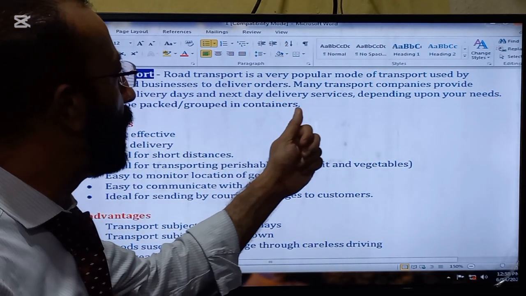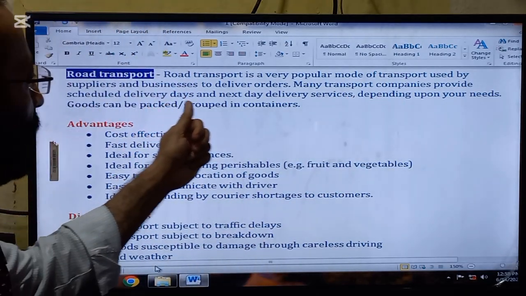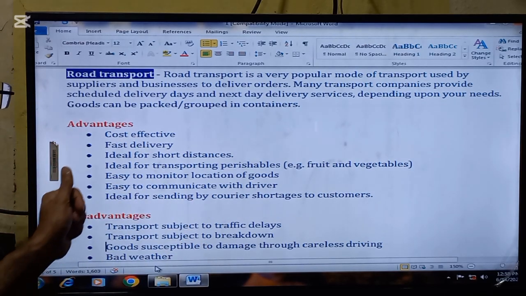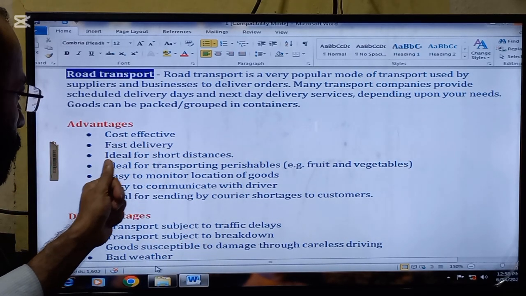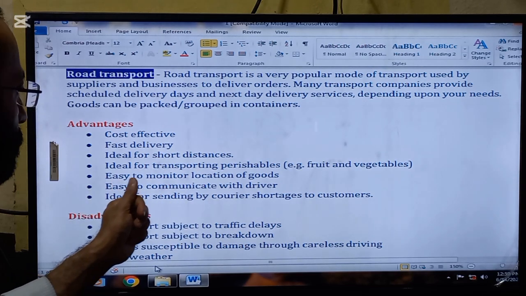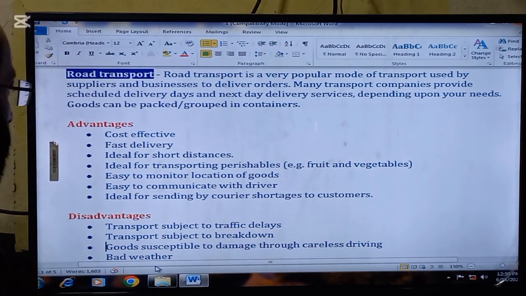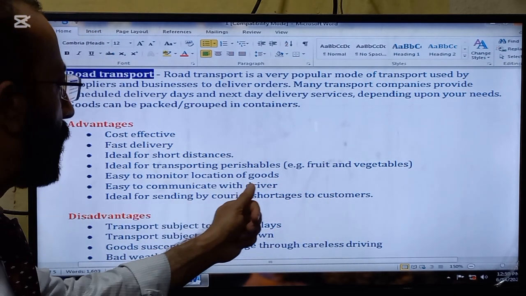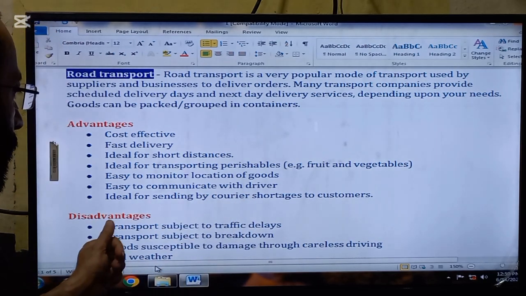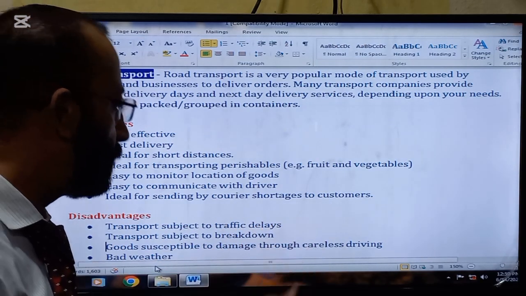Road transport is a very popular mode of transport used by suppliers and businesses to deliver orders. The advantages are cost effective, fast delivery, ideal for short distances, ideal for transporting perishables, for example, fruits and vegetables, easy to monitor location of the goods, easy to communicate with the driver, and ideal for sending by courier shortages to customers.